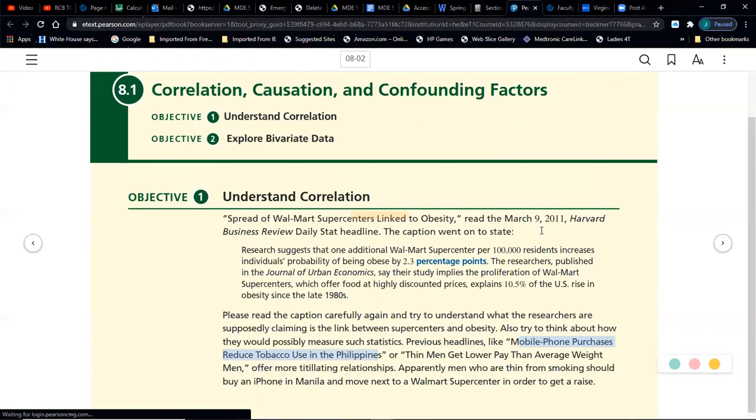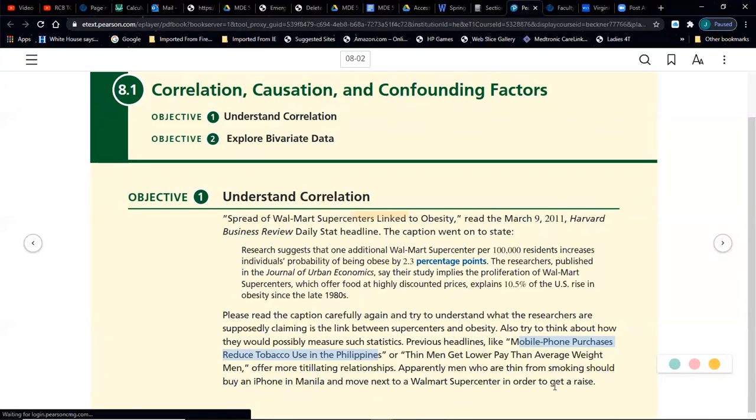So somebody did some research and saw a correlation that the more mobile phone purchases someone had, the less they use tobacco. Or you could just say the more people that own mobile phones, the less people use tobacco, specifically in the Philippine region. So if you buy a phone, you're less likely to use tobacco. That's an interesting correlation, but do you think there's a causation there? Do you think your cell phone's making you not want a cigarette or something? I don't know. That just doesn't make a lot of sense.